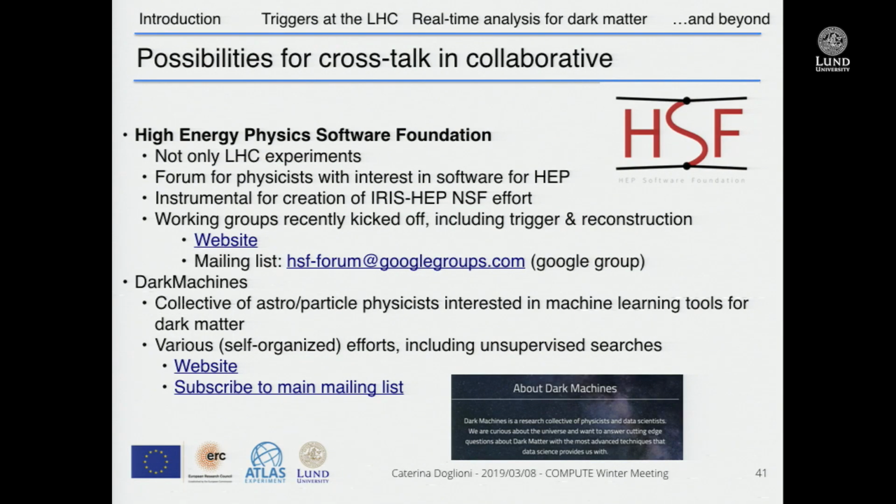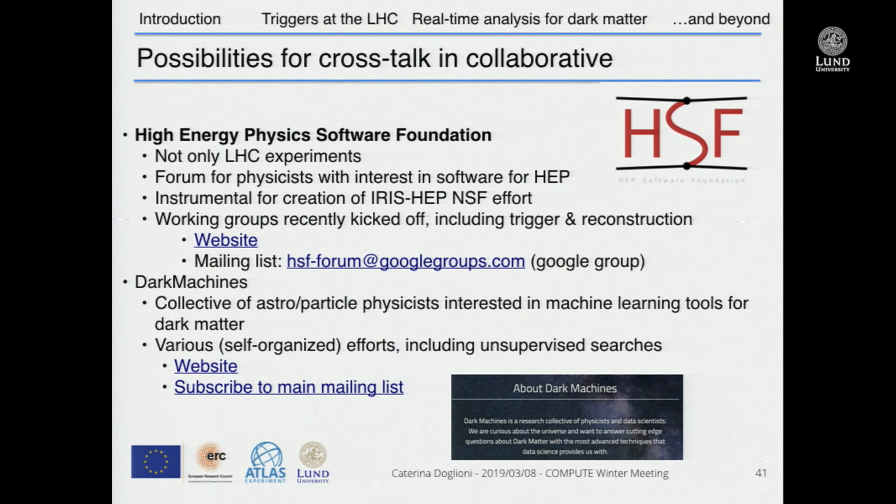So one is the High Energy Physics Software Foundation. It's mostly about software, but there's also the trigger component here, where it's a forum for physicists with interest in software. If you know about the IRIS-HEP effort at the NSF, it's the first institute of computing for high energy physics built in the US. This was what sort of built it.